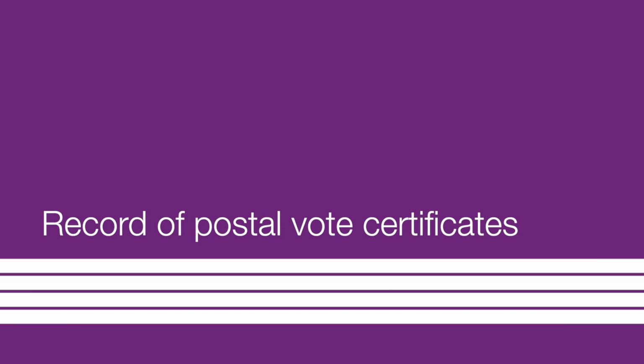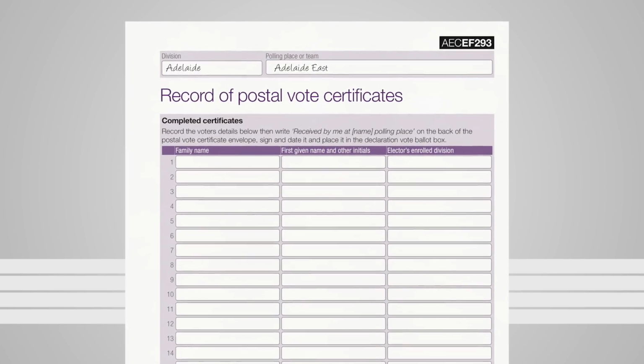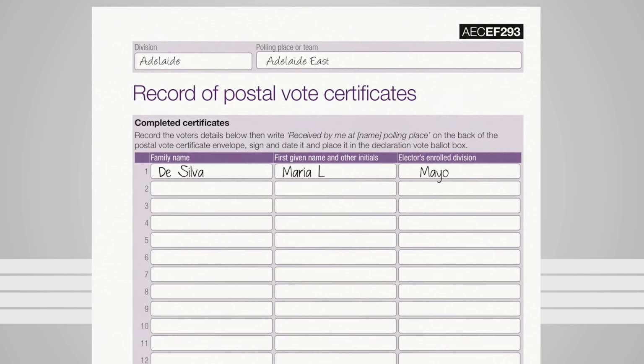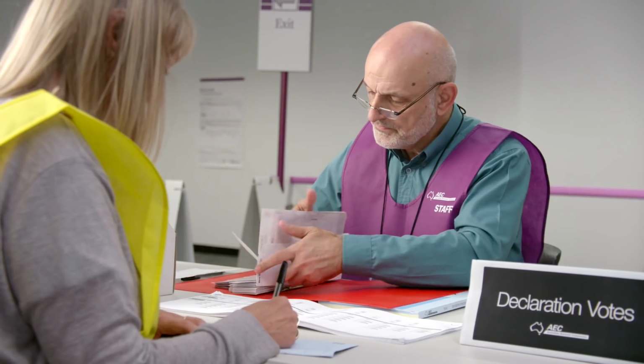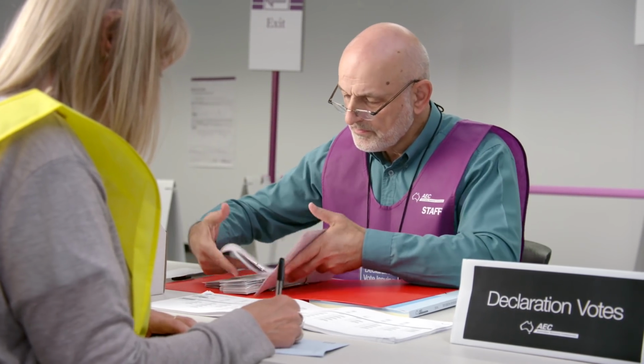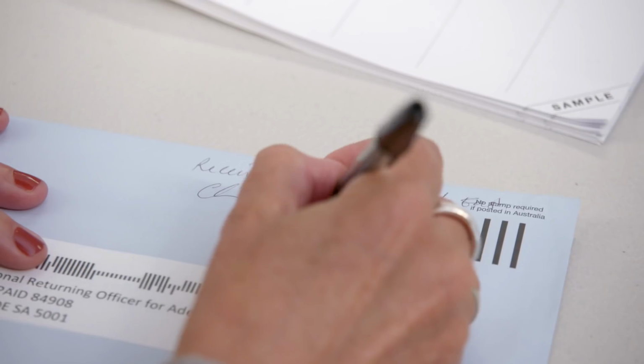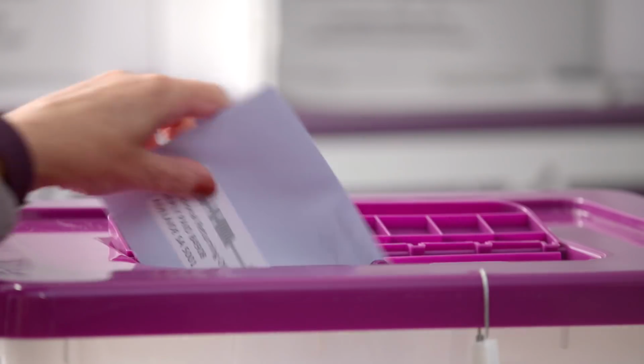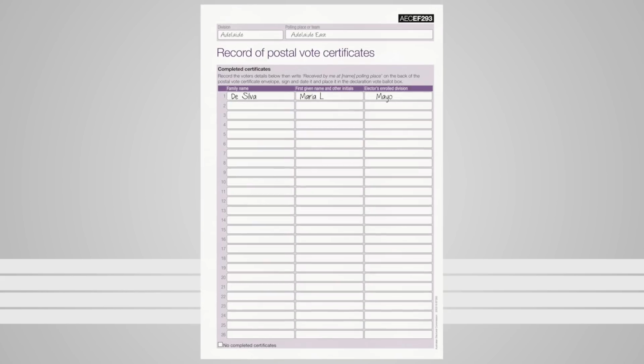The Record of Postal Votes form is used anytime a postal vote is handed in at a polling place. If a postal vote is being handed in, you record the voter's information on the first page of the form. Write "Received by me at" and include the polling place name on the postal vote envelope. Sign and date it, and then put the envelope in the declaration vote ballot box.